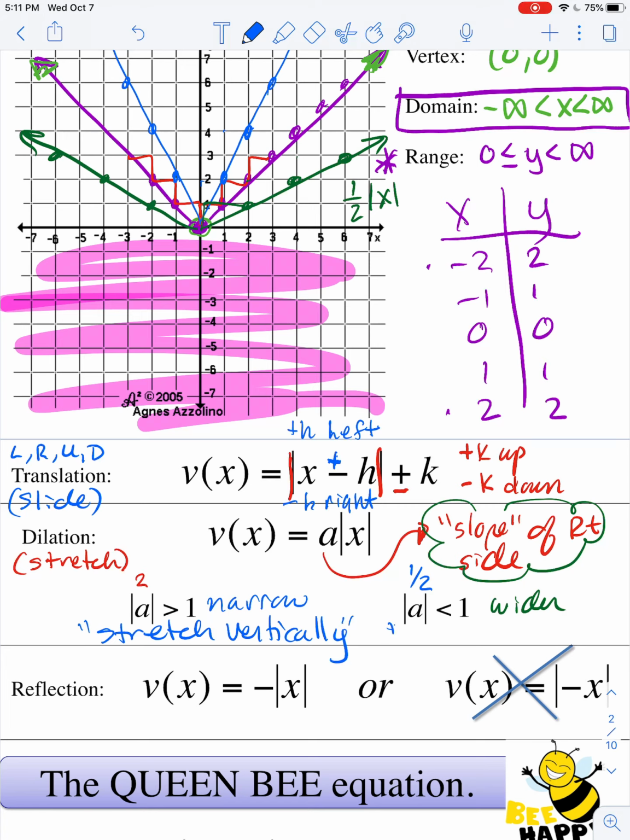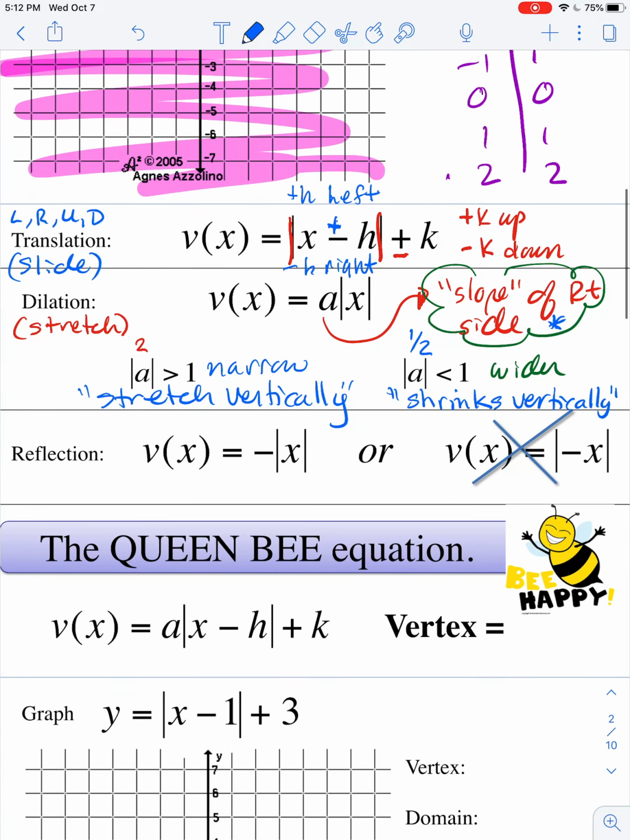The technical term is a vertical stretch as it gets taller, or we call it a vertical compression or shrink. Again, that's just terminology. So it shrinks vertically or it's vertically compressed, meaning it's kind of pushed down further, gets wider. But again, if I always kind of think of that A value as the slope of the right side of my graph, that's going to really help me when I'm trying to graph these on my own and acknowledge the changes. So this one's crossed off.